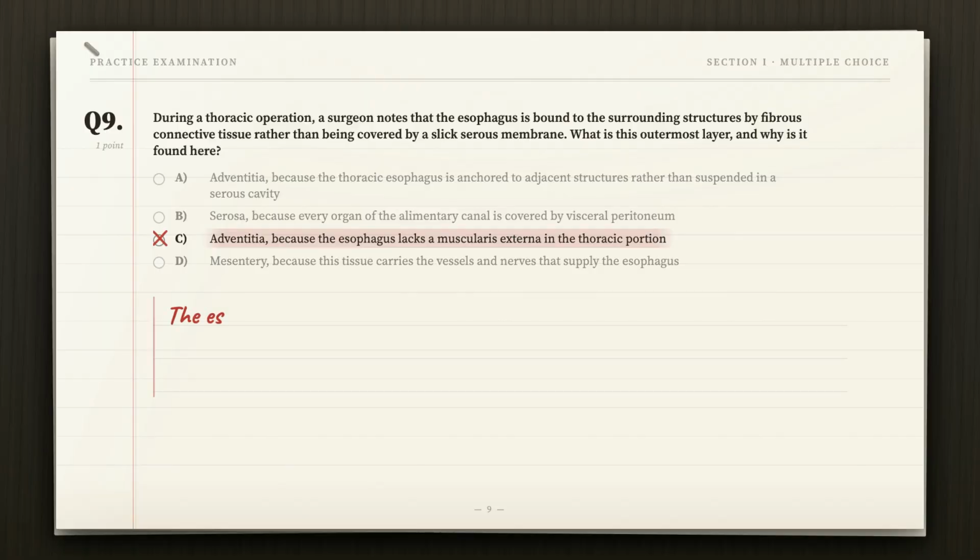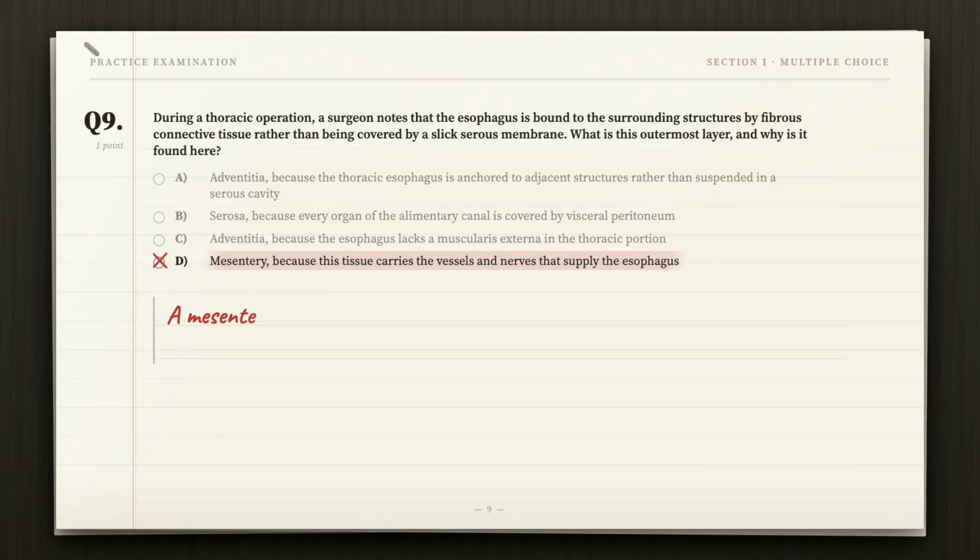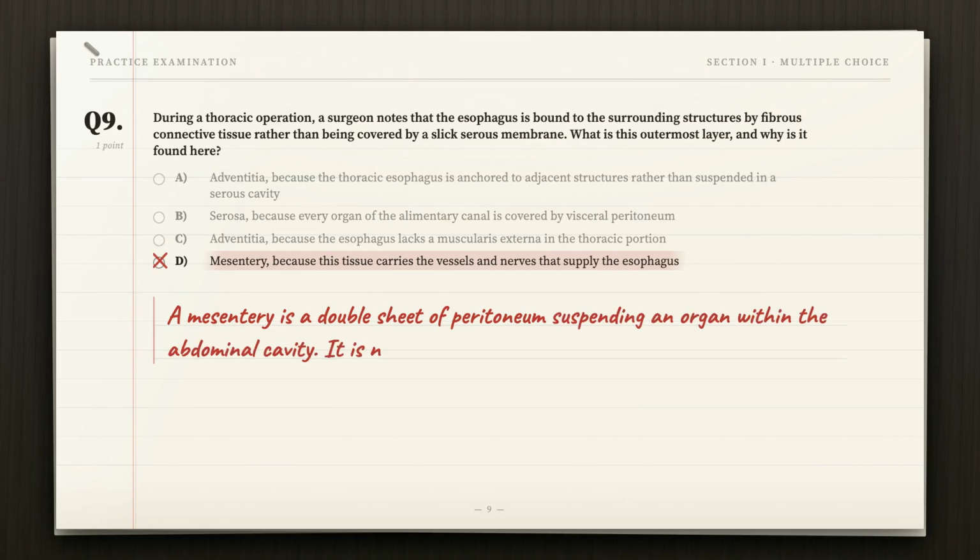C is wrong because the esophagus has a well-developed muscularis externa throughout its length, including the thorax. The outer layer type has nothing to do with the presence of muscle. D is wrong because a mesentery is a double sheet of peritoneum suspending an organ within the abdominal cavity. It is not the outermost tunic of the organ wall.